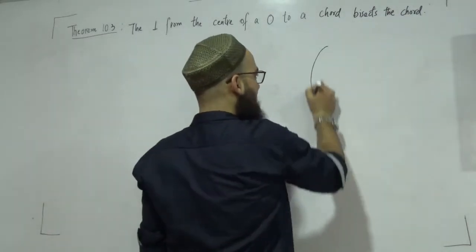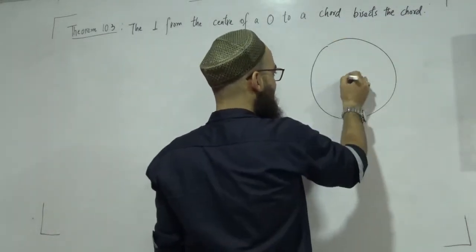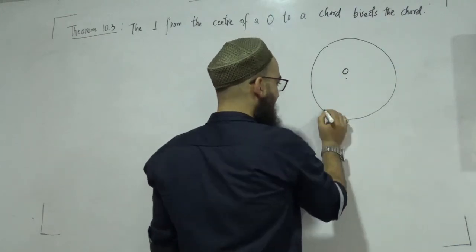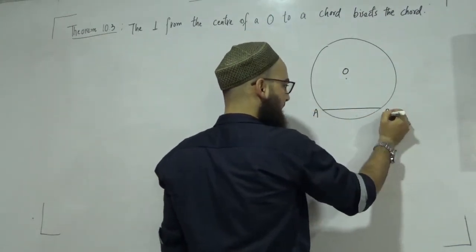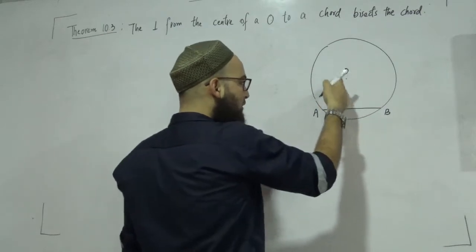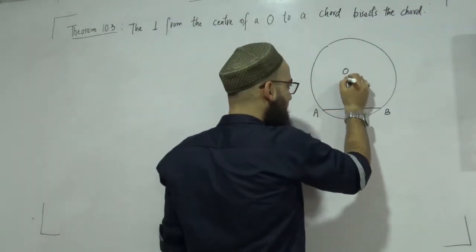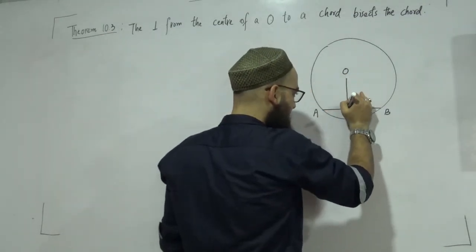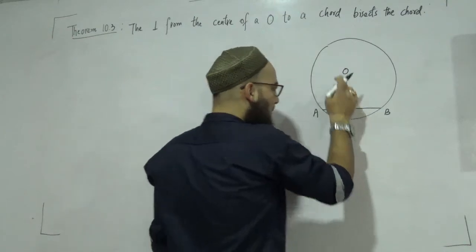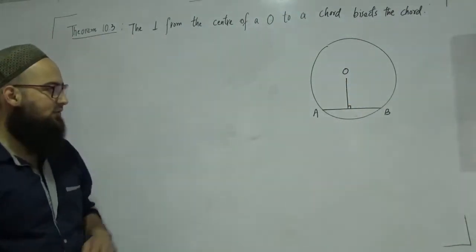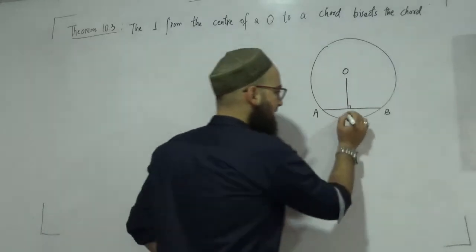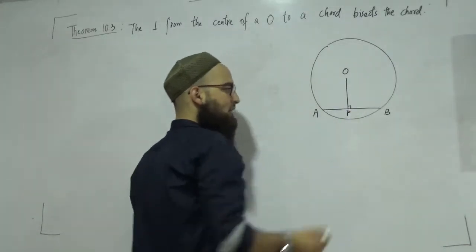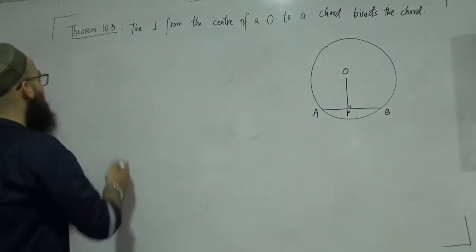What does that mean? For example, if I have a circle like this with center O, and I have a chord like this, let's say AB, and if I draw a perpendicular from the center to this chord, just like this. Now this perpendicular will bisect the chord. That means if this point is P, then AP is equal to PB. This is what we need to prove.